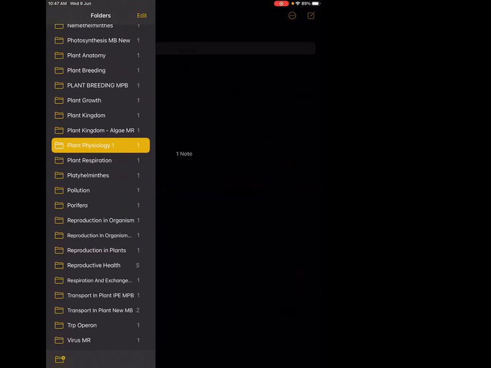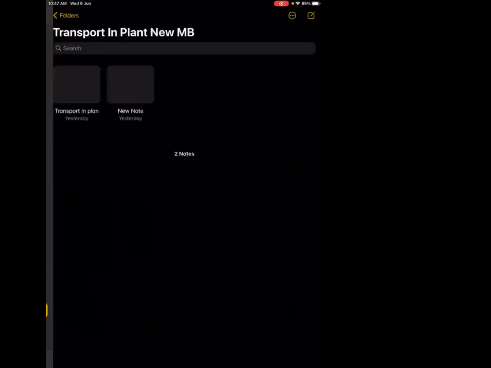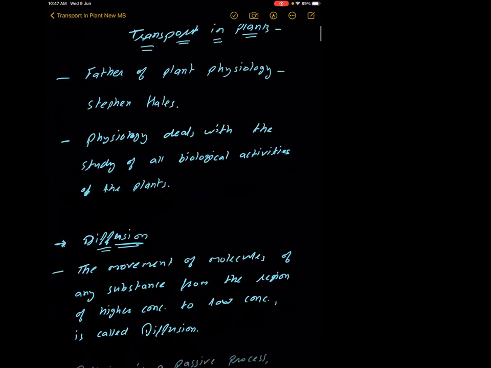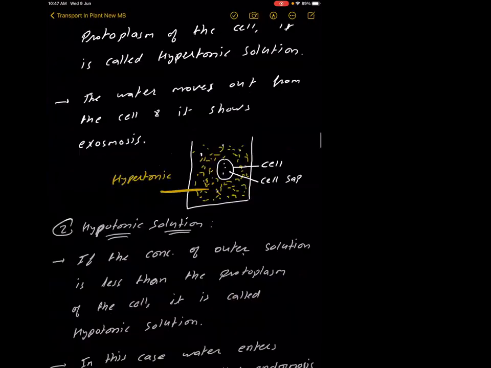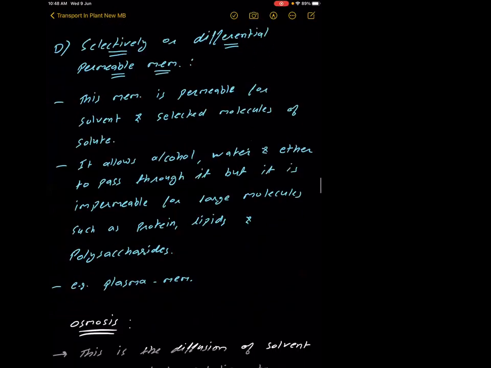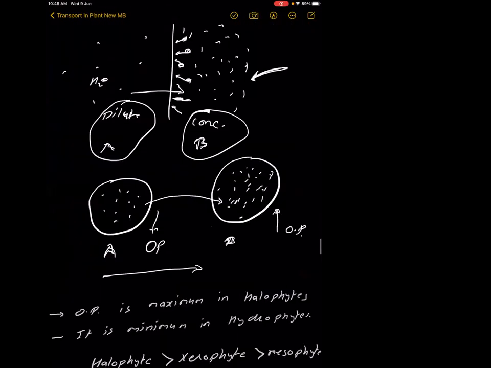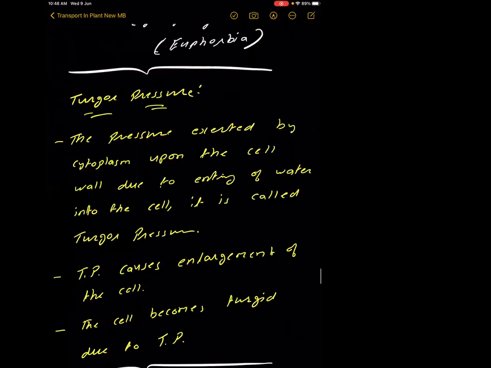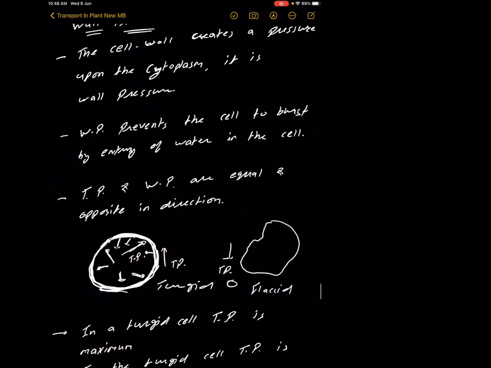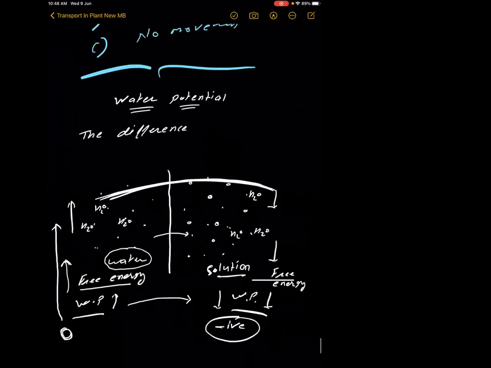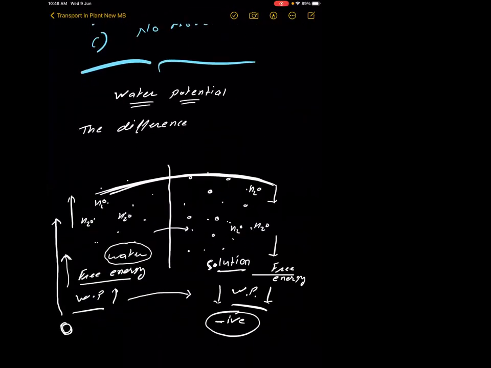Your chapter is transport in plants, no? Yes, sir. Transport in plants: osmosis, then water, turgor pressure, wall pressure, DPD. Water potential is last. Yes, water potential.